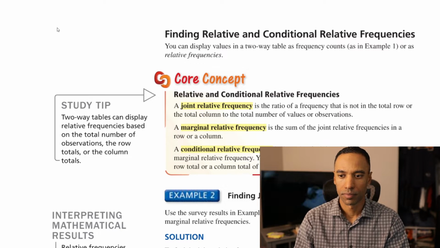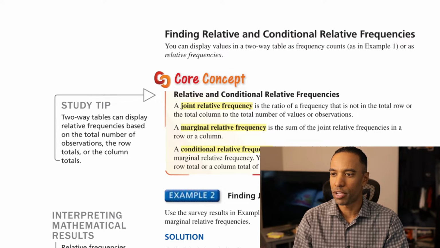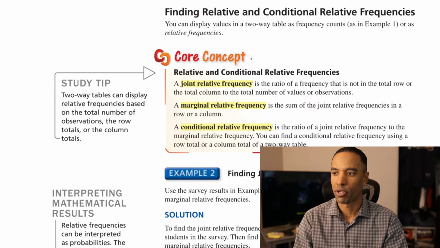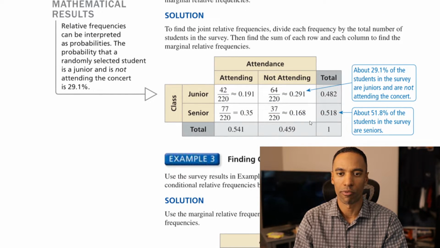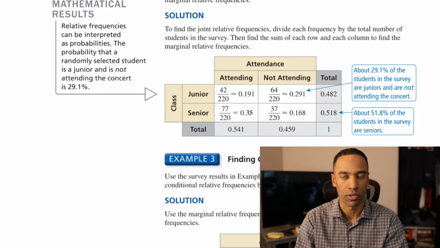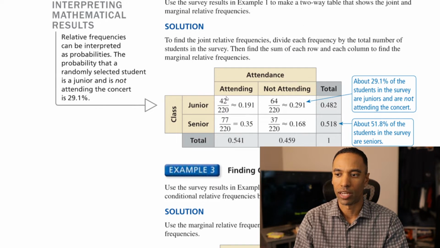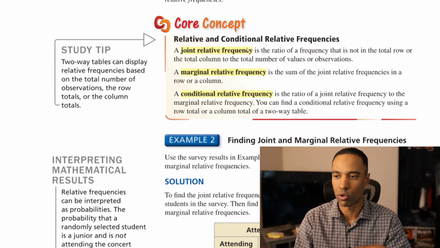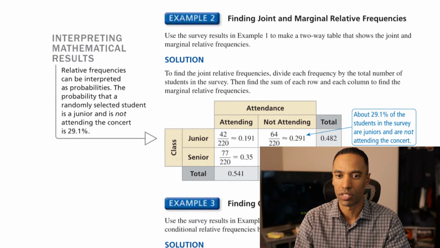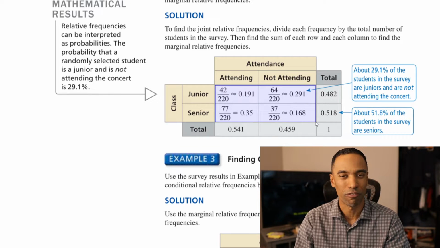Okay, let's move forward. Finding relative and conditional relative frequencies. You can display values in a two-way table as frequency counts or as relative frequencies. Now we're talking about probabilities. Before you keep hearing the phrase joint relative frequency and wonder what I'm talking about, you're dividing something out of a whole, and in this case, it's the same example as before. 220 is that whole amount. A joint relative frequency is the ratio of a frequency that is not in the total row or the total column to the total. So these are joint relative frequencies, just like the joint frequencies we were talking about before, of the 42, 77, 64, and 37 out of 220.